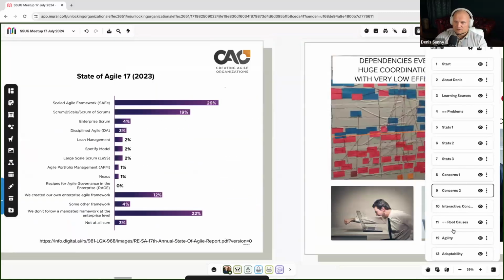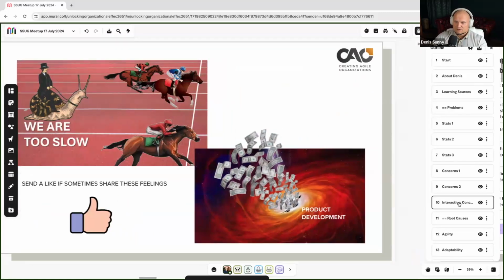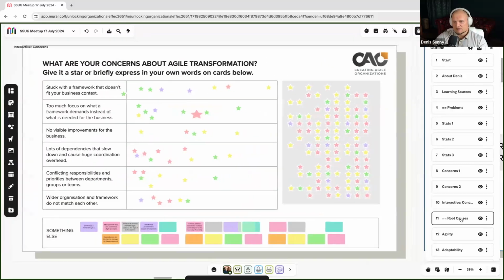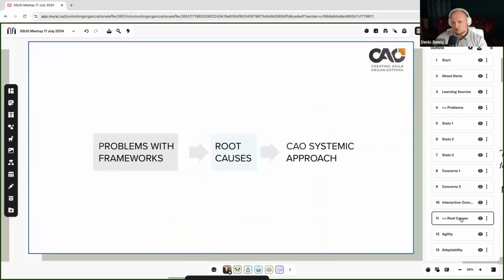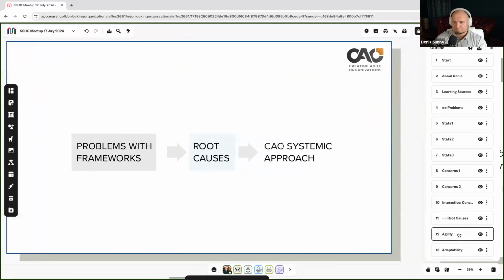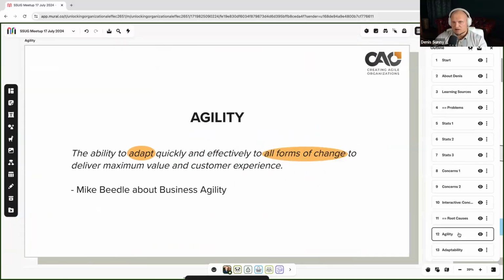So, concerns here. And the next stage for us is to look at the root causes, all right? By the way, tell me if you can see how the slides are changing. Do you see it? All right, cool.